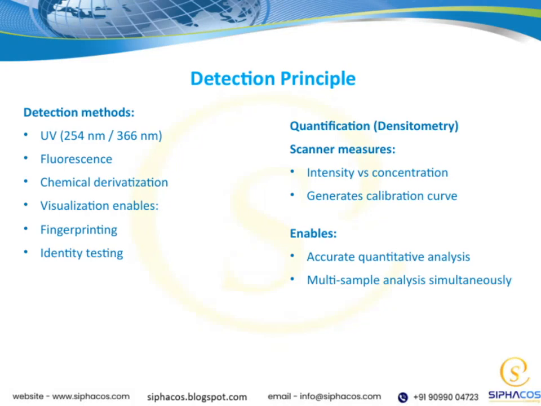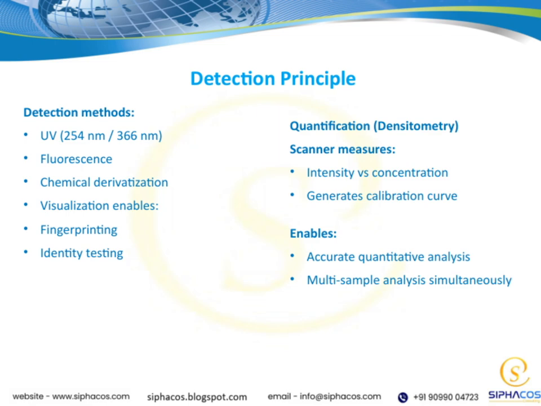Now, let's talk about quantification using densitometry. The scanner measures the intensity of the signal and relates it to the concentration of the sample. This process allows us to generate a calibration curve, which is essential for accurate quantitative analysis. With this, we can analyze multiple samples simultaneously, saving time and increasing efficiency.